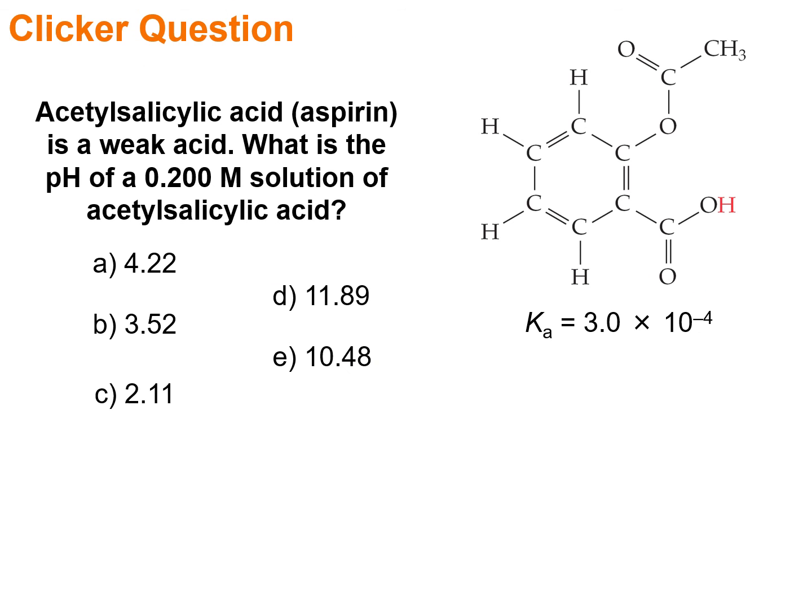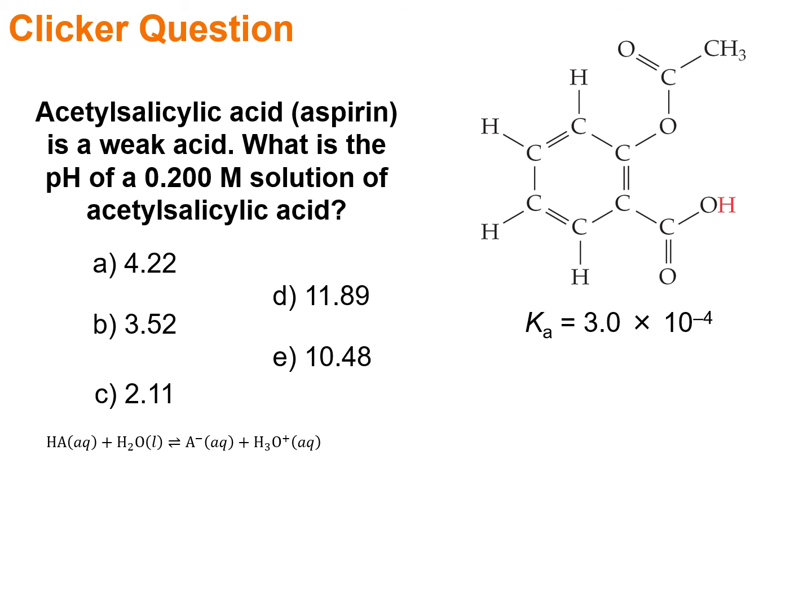So looking at this clicker question, it asks us to figure out what the pH of a 0.2 molar solution of acetylsalicylic acid is. Obviously acetylsalicylic acid is a long word, and the formula is pretty big, as you can see there on the right-hand side. So I took the liberty of representing the acid as HA in this problem. We have HA plus water reacting to give us A minus and hydronium ion.